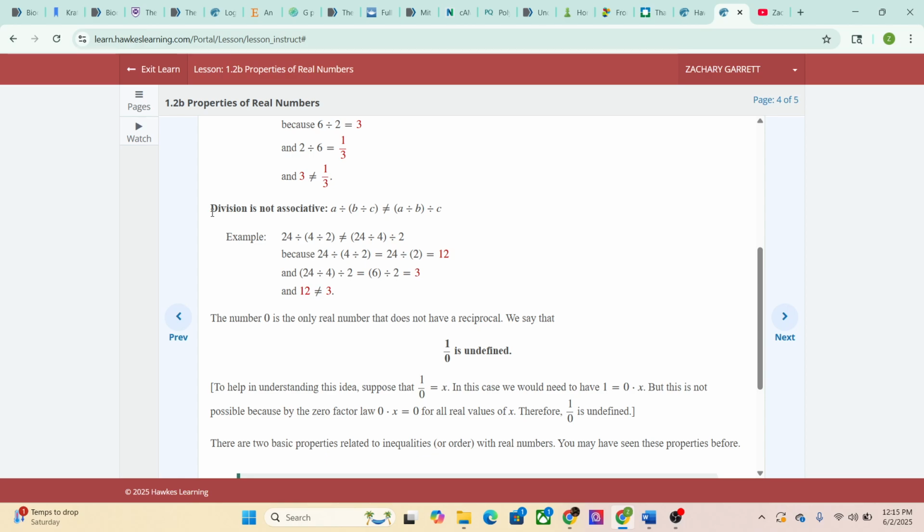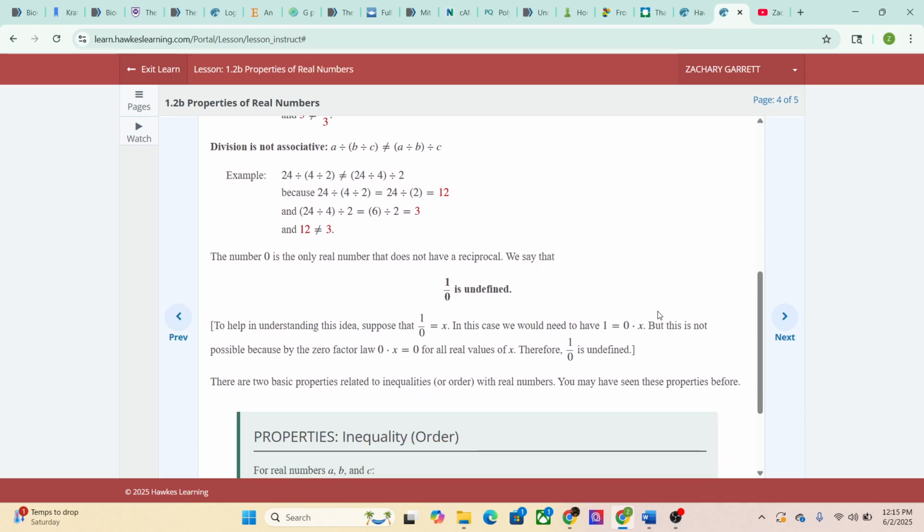Division is not associative. So a divided by b divided by c is not equal to a divided by b divided by c grouped differently. So 24 divided by 4 divided by 2 is not equal to 24 divided by (4 divided by 2). And we have 6 divided by 2 equals 3, and 12 is not equal to 3.